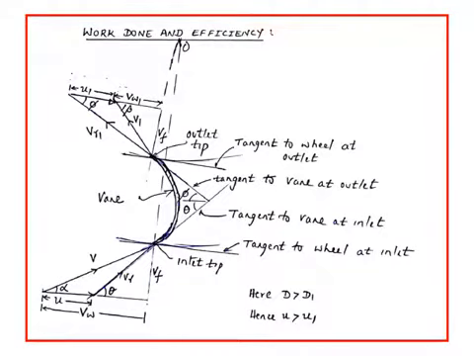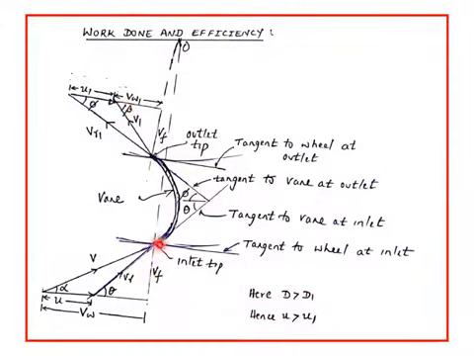Coming to the work done, it is the same concept that we had already studied in impact of jets. The same velocity triangles are written here, but you have to understand a little bit about the center of rotation. The distance from the center of rotation to the outlet and the distance from the center of rotation to the inlet are quite different. That's the reason why D is greater than D1. Therefore the distance to the inlet is always greater than the distance to the outlet, so D is greater than D1. Hence the tangential velocity at the inlet will always be greater than the tangential velocity at the outlet.